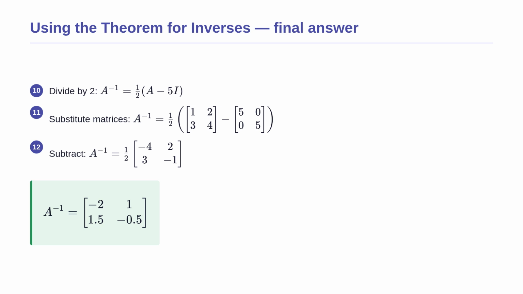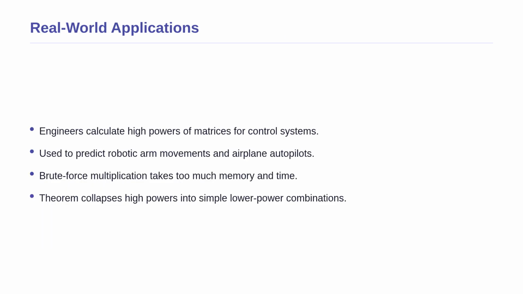Physically, this means we have found the exact matrix that reverses the transformation of our original matrix. And we did it entirely through basic subtraction, proving the incredible practical power of this theorem. Now that we have used this formula to find an inverse, let us understand where else it is applied. Why does this matter in the real world?